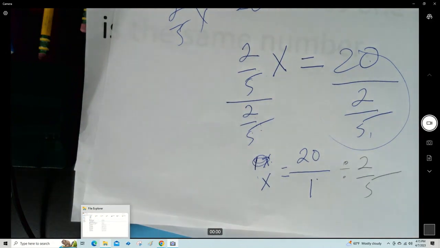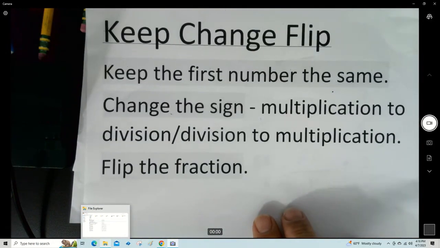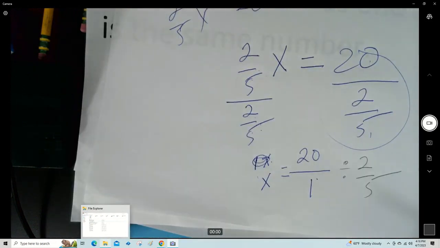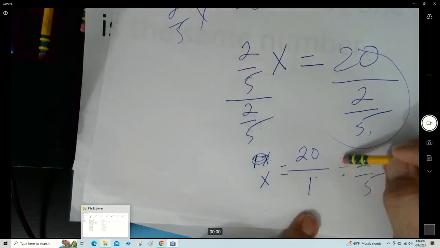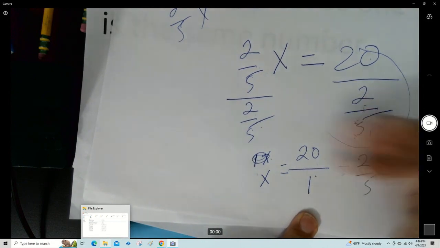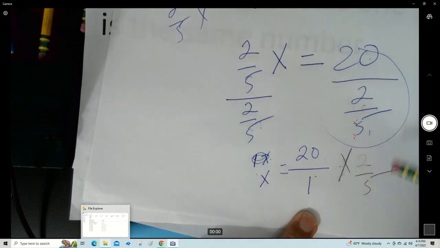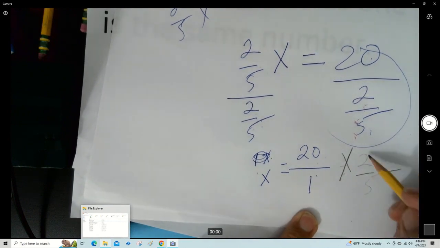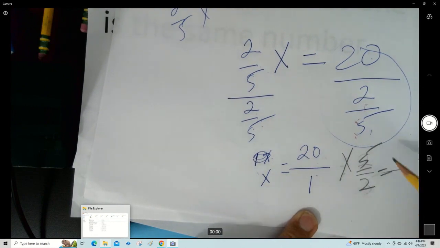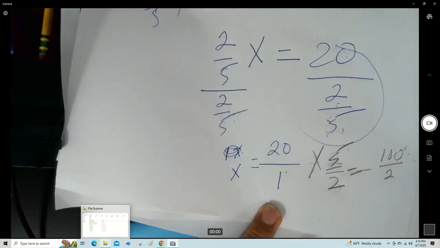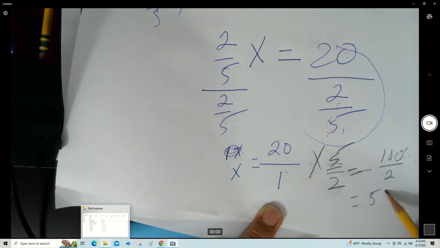I know you know it. Keep, change, flip. Keep the first number the same, which we did. Change the sign and flip that fraction. So now that fraction becomes 5 over 2 rather than 2 over 5. And guess what? 20 times 5, 100. 1 times 2, 2. 100 divided by 2 is 50.